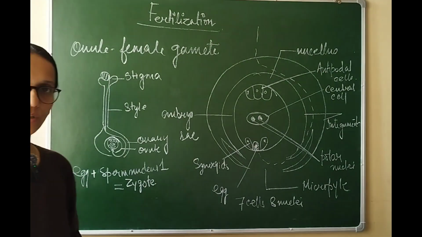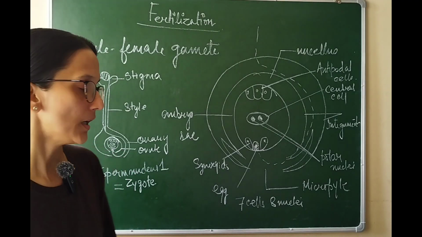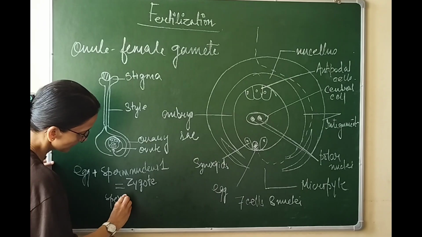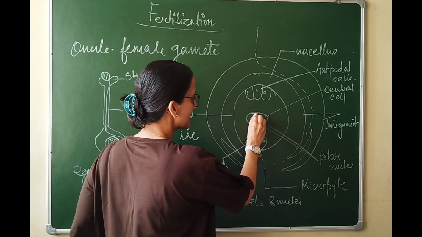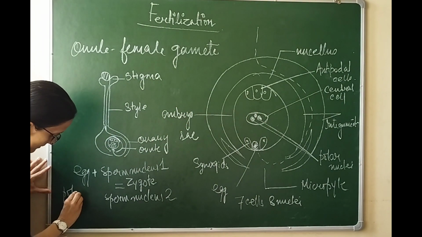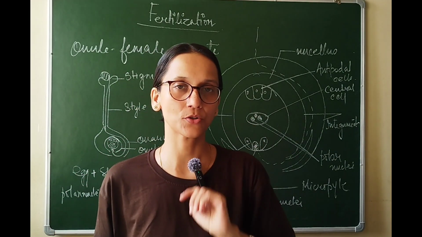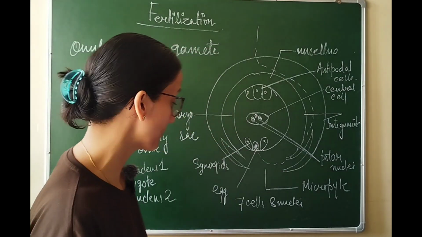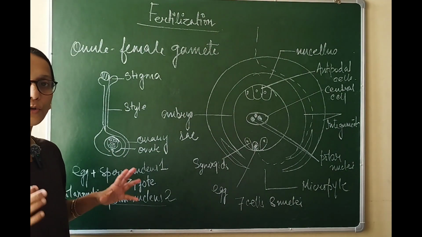This zygote will later on divide and redivide and will form the embryo, and the embryo will develop into a baby plant. On the other hand, the next sperm nucleus, which is sperm nucleus 2, will go and sit with the polar nuclei and will form a triple N structure, which is N plus N plus N. This is a triploid structure. This process where there is fusion of 2 nuclei along with 1 nucleus is called triple fusion.